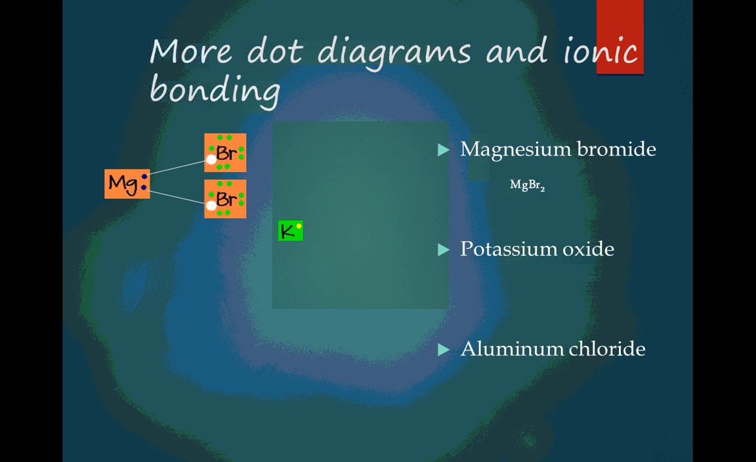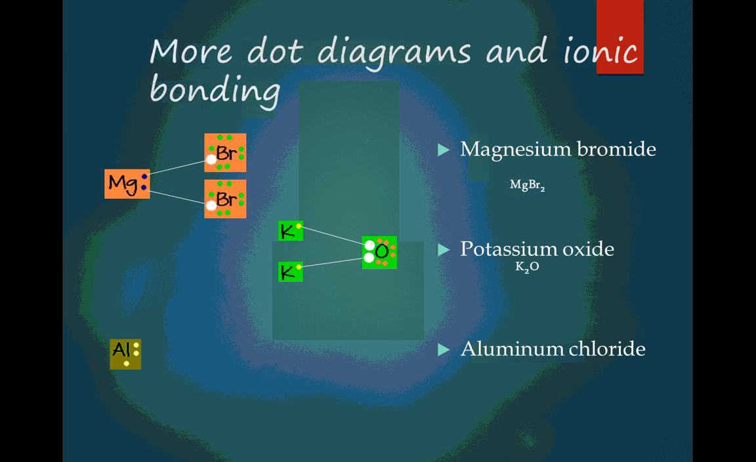Okay, here's potassium. Now, potassium only has 1 valence electron, but it wants to bond with oxygen. Oxygen needs 2 electrons in order to have an octet, right? Have the 8 electrons in its outermost energy level. So we need another potassium. And so that'll take 2 potassiums for every 1 oxygen, and we'll write K2O.